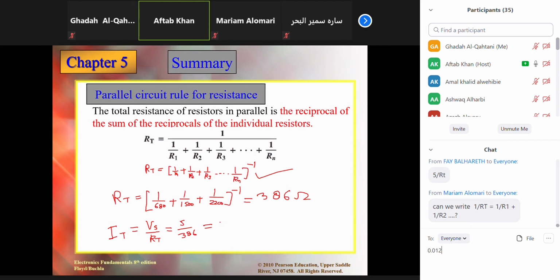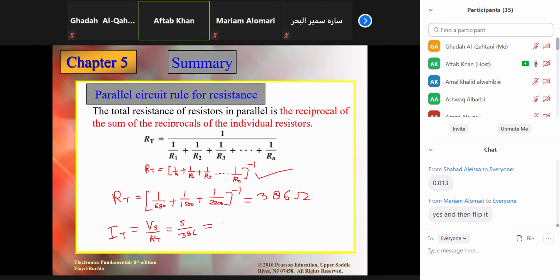But provided you are saying 1 over RT, once you calculate 1 over R1 plus 1 over R2 plus 1 over R3, you have to get the inverse in order to get the RT. What happens is students forget to get the inverse, they need to flip. If you forget it, there are chances to get the wrong results. It happens sometimes. So it's up to you. All right.